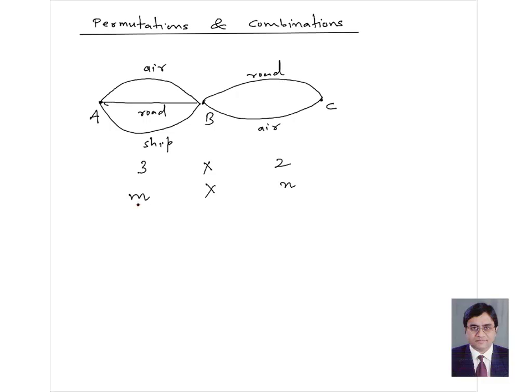But to get m, we had to add. We did not multiply. 1 plus 1 plus 1, 3. 1 plus 1 plus 1 plus 1 plus 1, m. 1 plus 1, 2. 1 plus 1 plus 1 plus 1 and so on up to n. So sometimes total choices are obtained by addition. Sometimes total choices are obtained by multiplication.